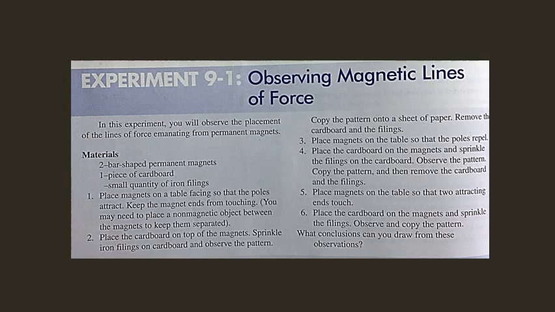Step 3, place the magnets on the table so that the poles repel. Step 4, place the cardboard on the magnets and sprinkle the filings on the cardboard again. Observe the pattern. Copy the pattern and then remove the cardboard and the filings. Step 5 is to place the magnets on the table so that 2 attracting ends touch. Step 6 is to place the cardboard on the magnets and sprinkle the filings, and then observe and copy the pattern. In the end, what conclusions can you draw from these observations?